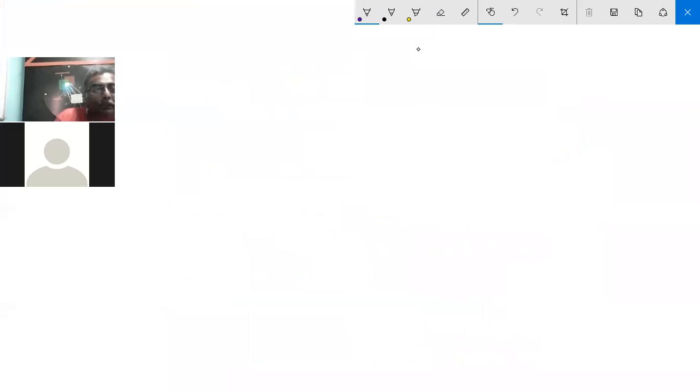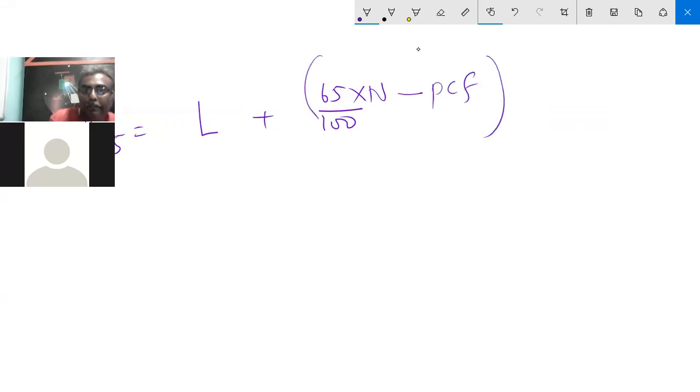Take P of 65. L is the same thing, plus 65 into, the base becomes 100 because it is percentile, whether decile or percentile, into n, minus PCF. The whole divided by F. The whole multiplied by C.